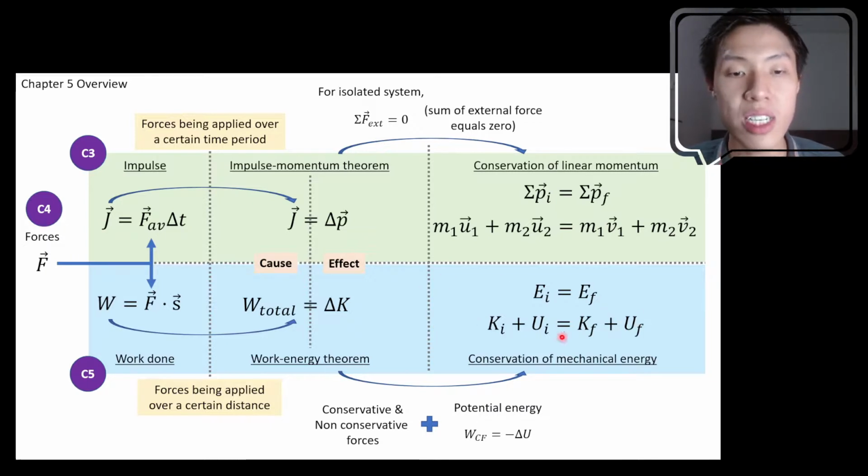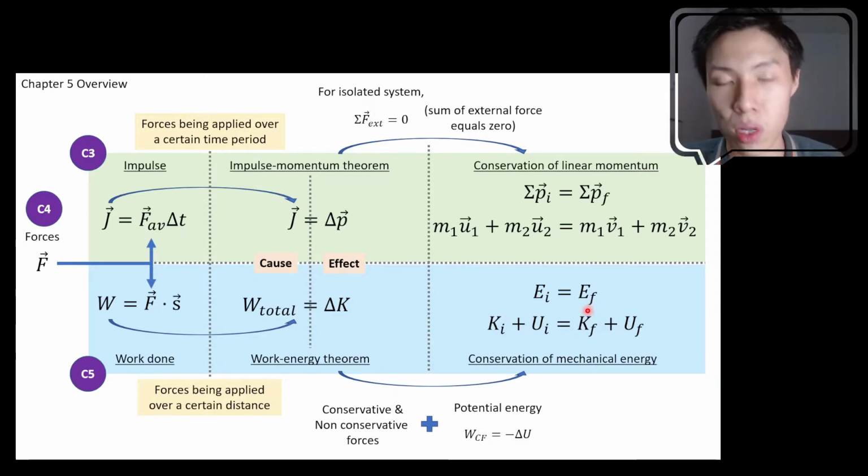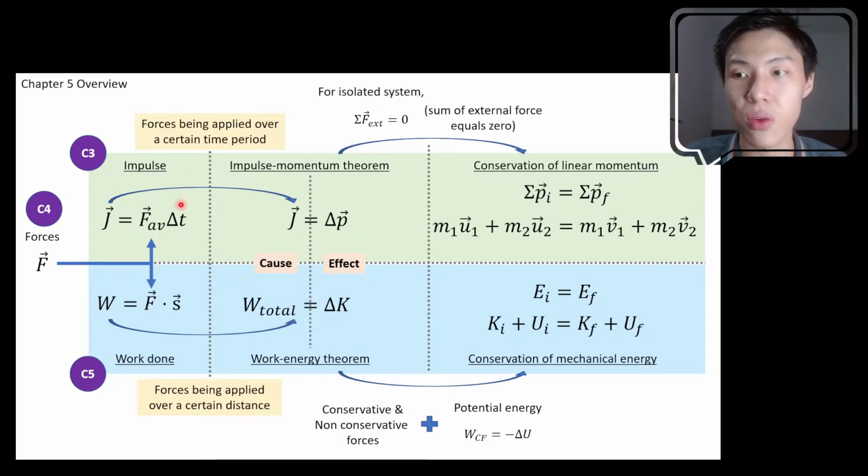So from there, you see something is being conserved as well, similar to what we learned in chapter 3. But here, this is a scalar quantity, whereas linear momentum is a vector quantity, which we need to break down into x and y. For mechanical energy, you don't need to break it down into x and y. It's a scalar quantity.